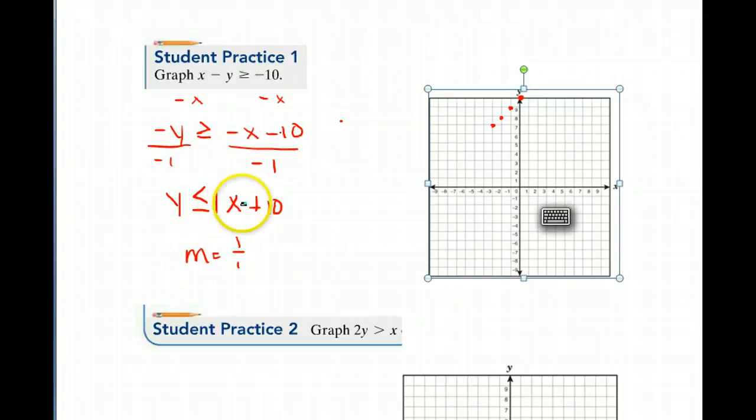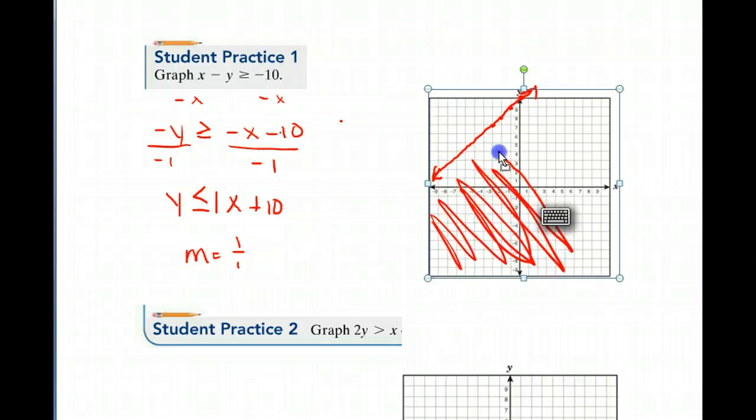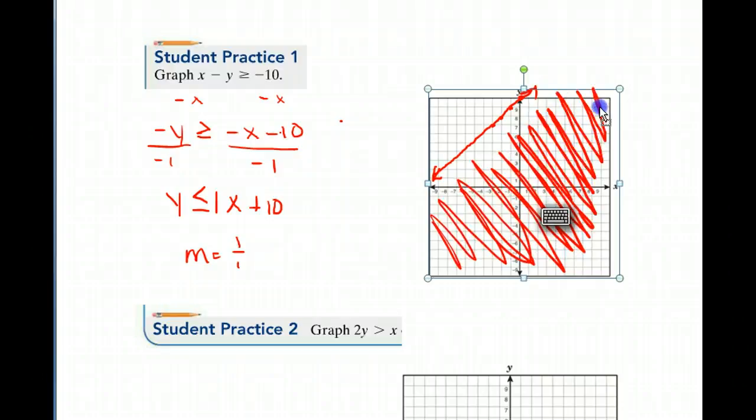Now, we do want to have a solid line since we have a less than or equal to. And then the shading will be below the line to show that we have less than. So any point that falls on my line will be a solution. Any point that falls below my line in my shaded region is also a solution to that inequality.